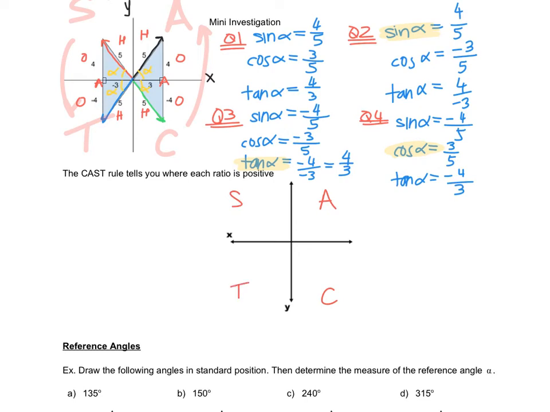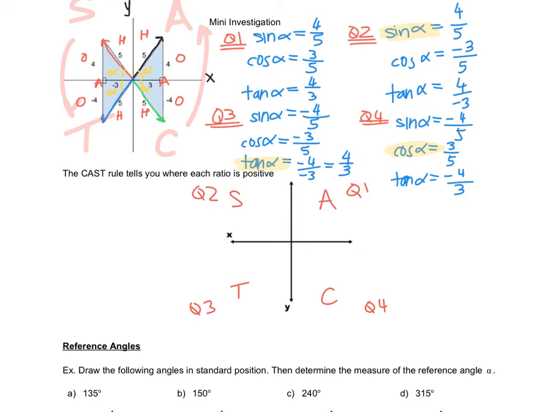And that will tell you what ratio is positive in which quadrant. Now, I am also just going to label quadrant 1, 2, quadrant 3, and quadrant 4. Now, if we have the exact same triangle in each quadrant, the ratios will be identical, except some will be negative and some will be positive.